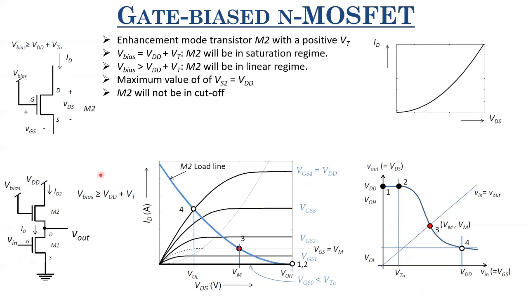So with this kind of configuration, what we have done is first restore VOH to VDD. We have removed that VTH difference, but at the same time, the swing is still small because VOL is not 0.